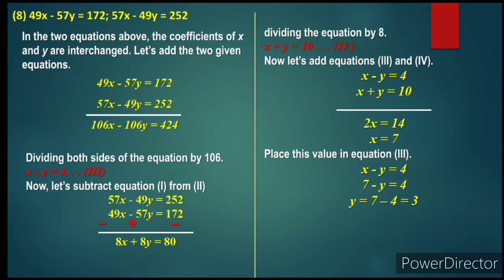So therefore x value is 7 and y value is 3. So x comma y equals 7 comma 3 is the solution of the given simultaneous equations. So in this way, this kind of equation is solved. When the coefficients are interchanged, you have to add and subtract. When you add, you will get a simplified equation. When you subtract, again you will get one simplified equation. Then you can eliminate one variable and find the variables.